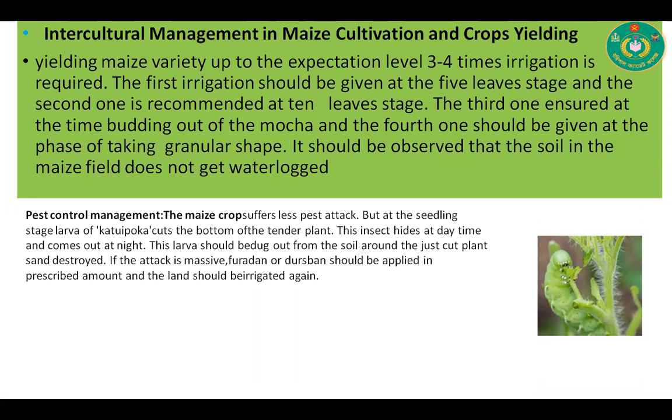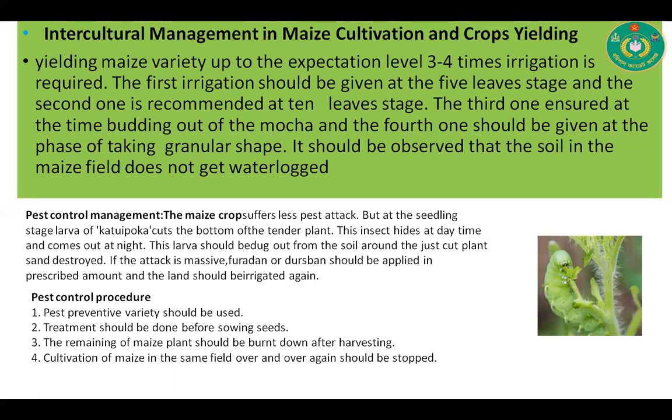Pest control management. The maize crop suffers less pest attack, but at the seedling stage, the larva of Khudipoka cuts the bottom of the tender plant. This insect hides in the daytime and comes up at night. This larva should be dug out from the soil around the just cut plant and destroyed. If the attack is massive, Furadan or Dustban should be applied in the prescribed amount, and the land should be irrigated again.